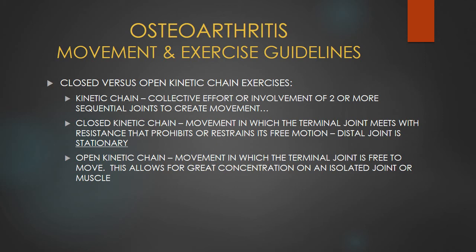So, for example, an example of a closed kinetic chain activity would be squatting down to pick up something off the ground. In this case, the lower extremity joints act sequentially to create movement, but the distal joint, meaning the foot, is stationary. And it's the knees and the hips which are mobile.